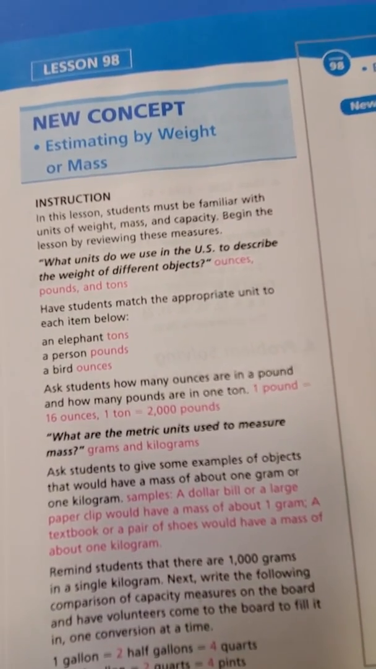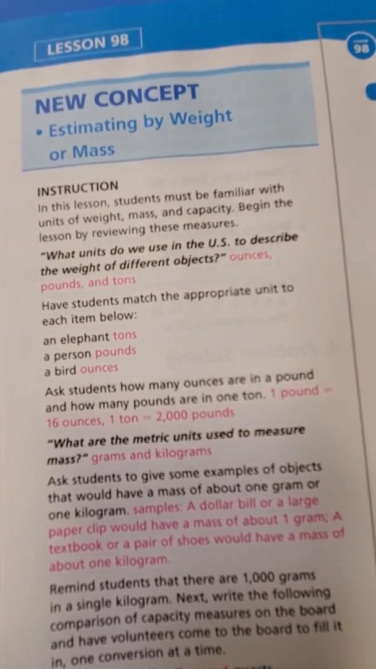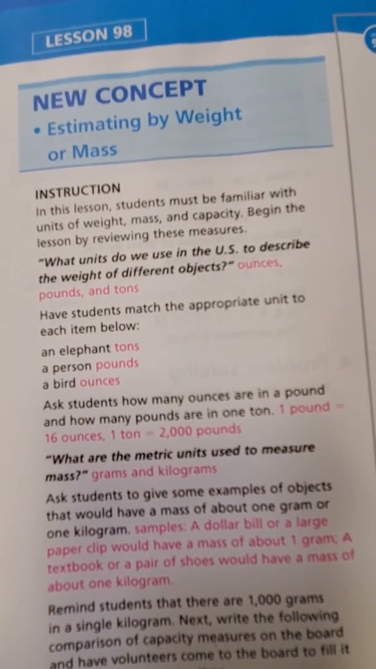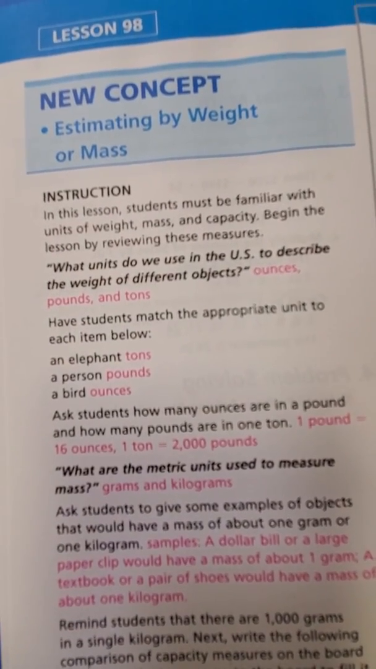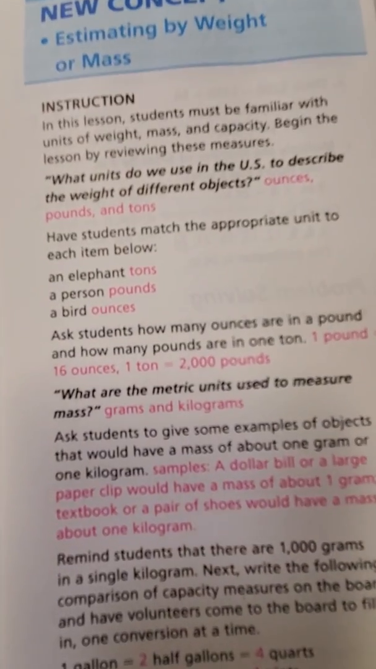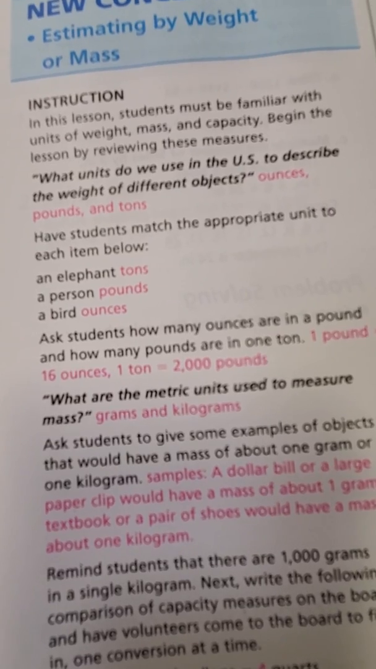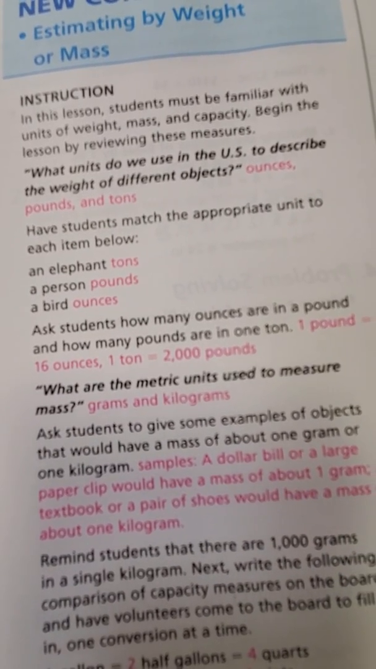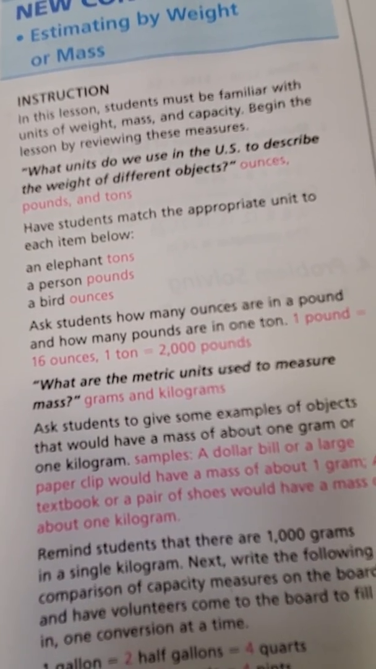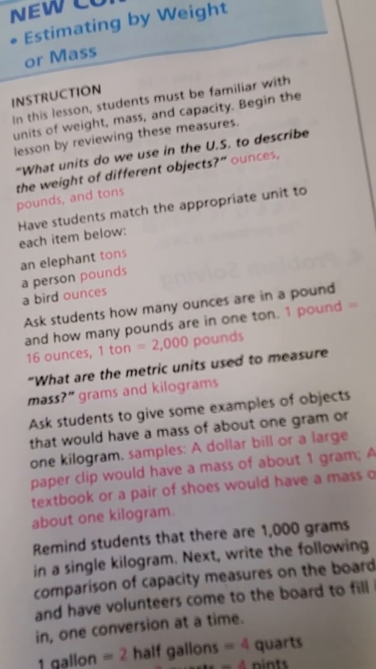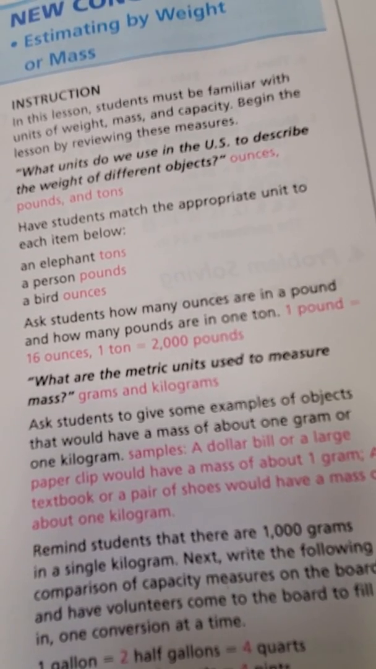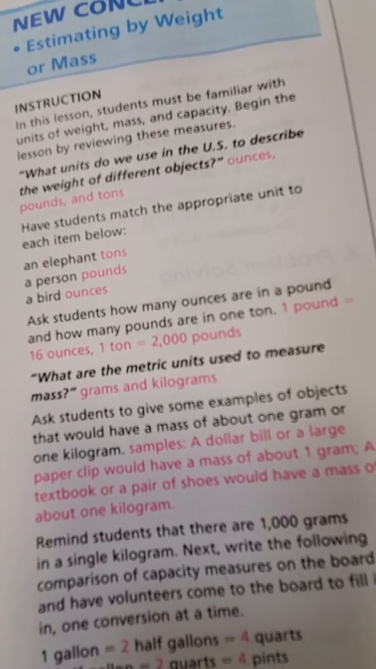They all start with the systems that we use here in the United States, which describe things in ounces, pounds, and tons. So things that are weight like that: an elephant weighs in tons, a person in pounds, and a bird probably in ounces because it's lighter. So 1 pound is equal to 16 ounces, and 1 ton is equal to 2,000 pounds.